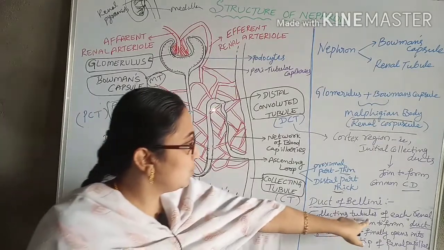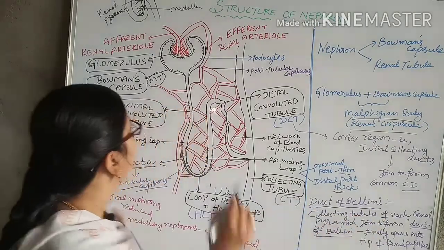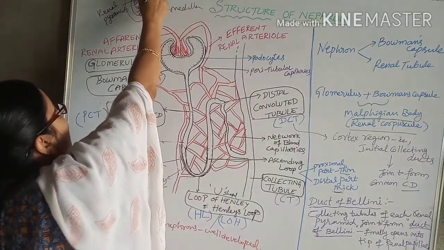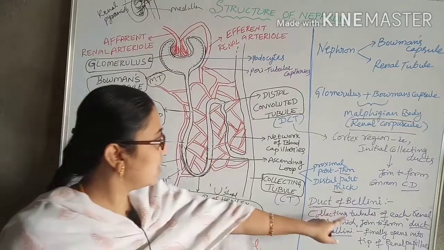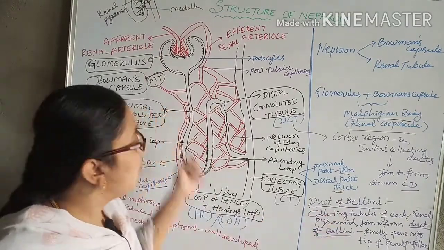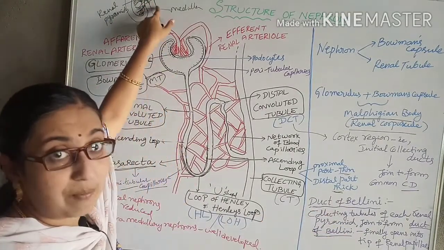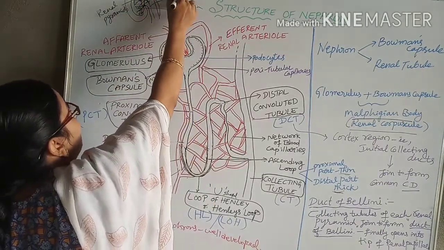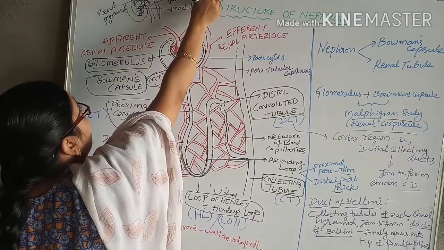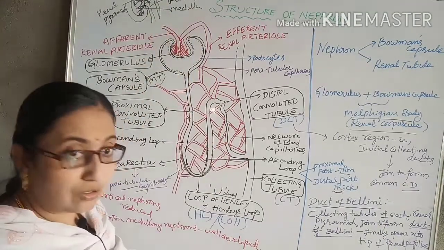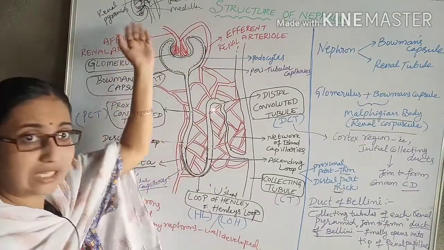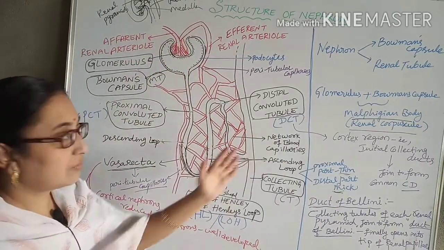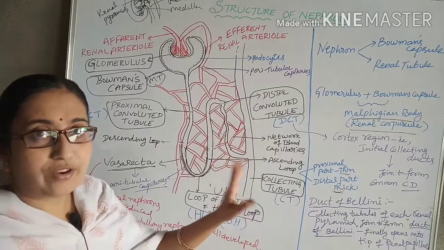Okay, the collecting tubules of each renal pyramid. So each renal pyramid's collecting ducts will form the common duct, that is called the duct of Bellini. So finally it will open into the renal papillae. From the renal papillae it will open into the renal tubule. So this is the renal tubule. It will open into the renal tubule. Okay. So this I will explain to you after some time. Okay. Now are you clear?